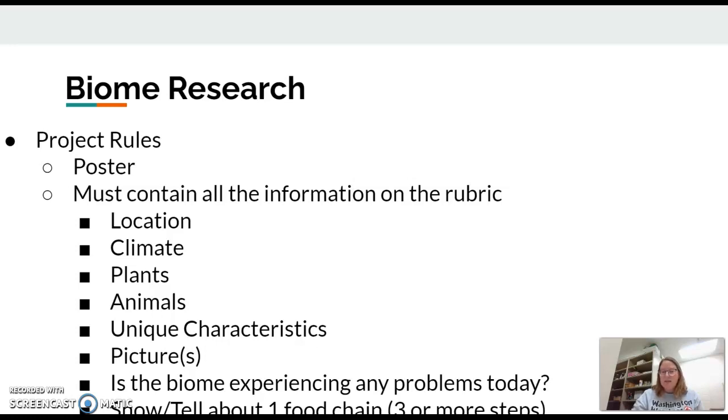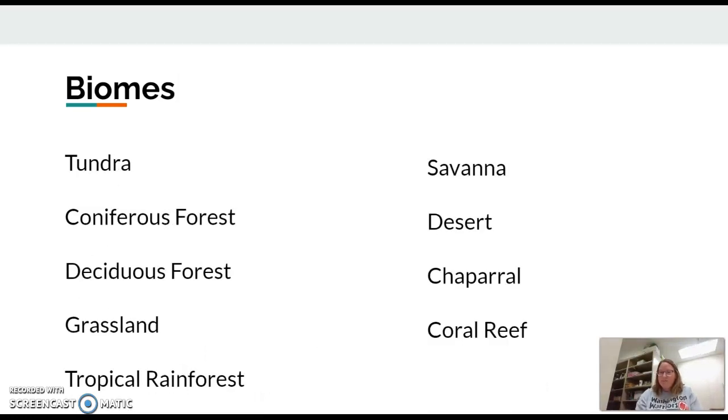Is the biome experiencing any problems today? And then show or tell me about one food chain that has 3 or more steps. So here's some examples. These are posters, but this will give you an idea of kind of what I'm looking for. All right, so this is a picture of a savanna biome. Someone had drawn all of this information on there, and then you can see that there's words written on there too. So that's kind of what I'm looking for.